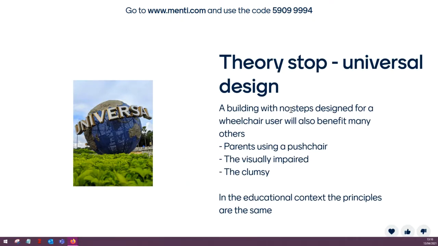So just a little theory stop for you now. I'm sure most of you will be familiar with the theory of universal design. It comes from architecture. A building that is designed for a wheelchair user will have benefit for many other people: people with young children, visually impaired people, and simply clumsy people. And this is easily put into the educational context as well. Something that you do to support a visually impaired student so they can listen to content will equally help students that like to listen to their papers whilst on the bus.